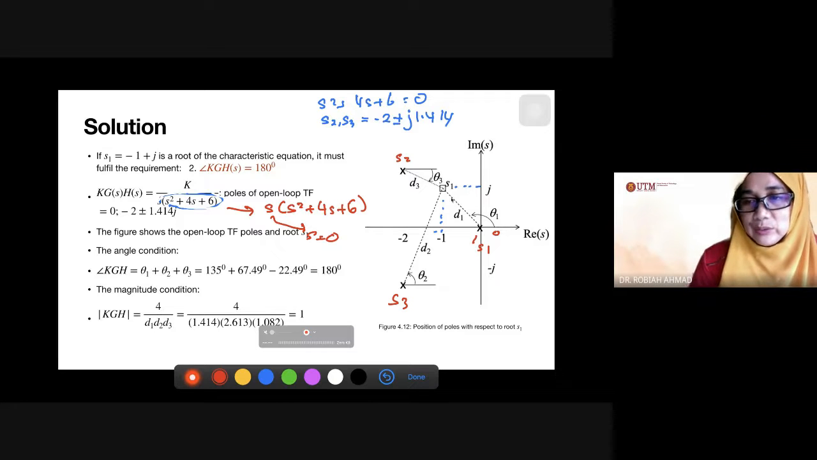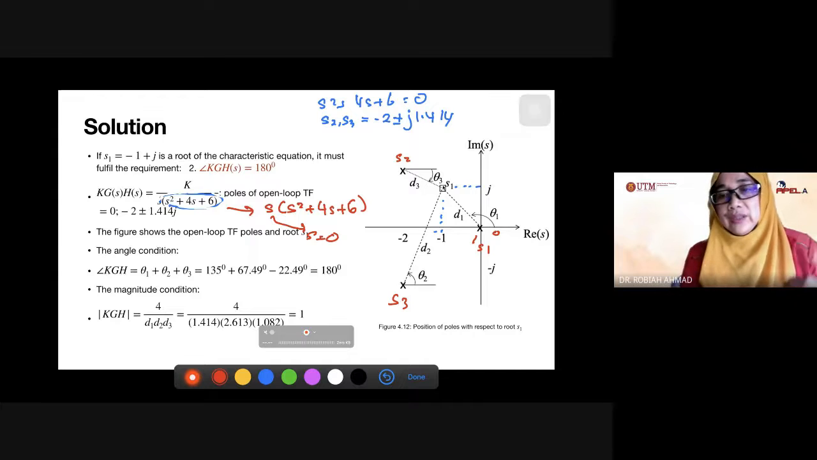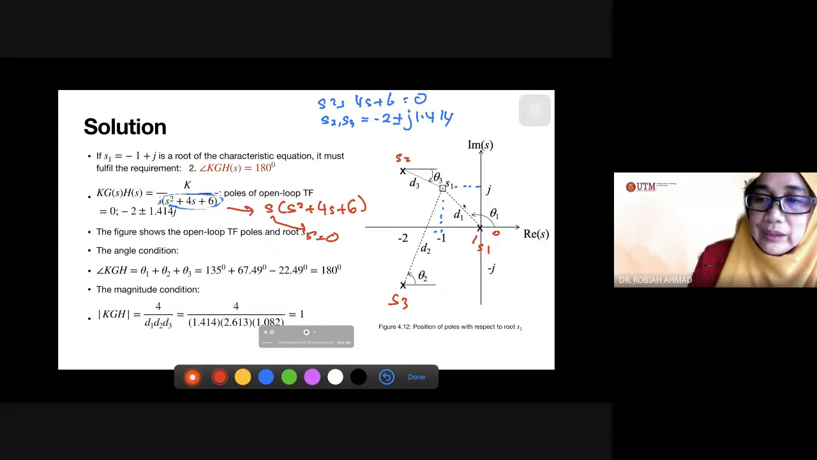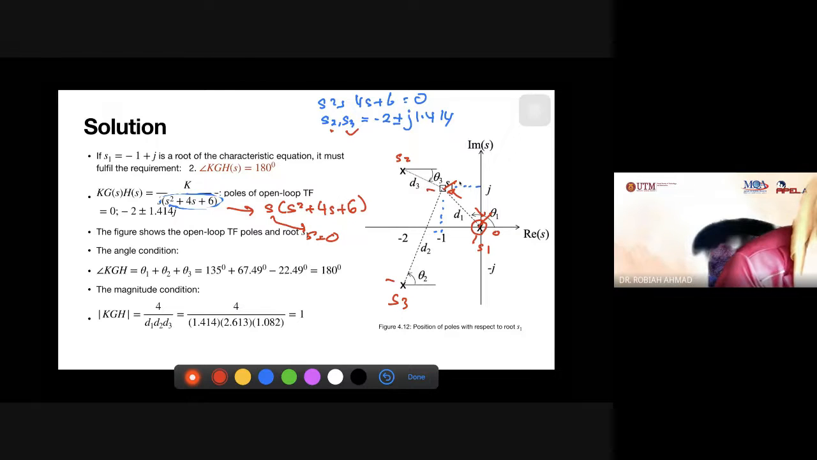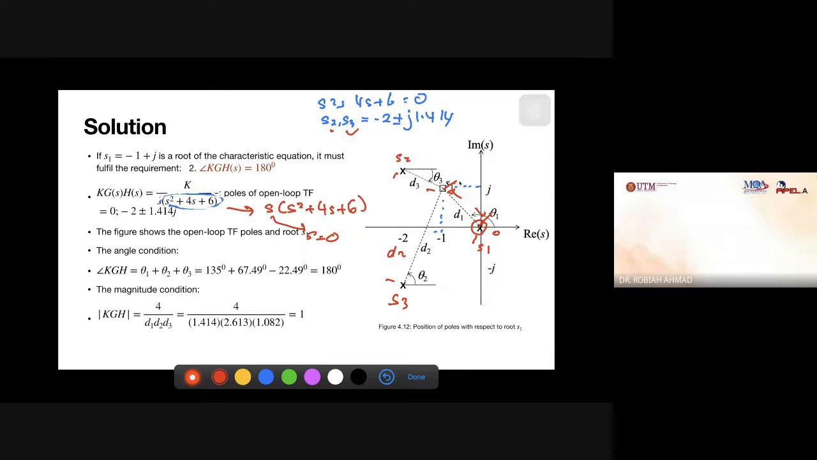Let's say we want to design one point, S1 is one of the design points. When we want to check its angle, it must always be referred from the poles and zeros to that point. We have to extend the line. And what about the magnitude? The magnitude will always be the length. So this is the S1, S equal to 0, and this is the length. For the second pole, this is the length D2. For the third pole, this is the length D3.